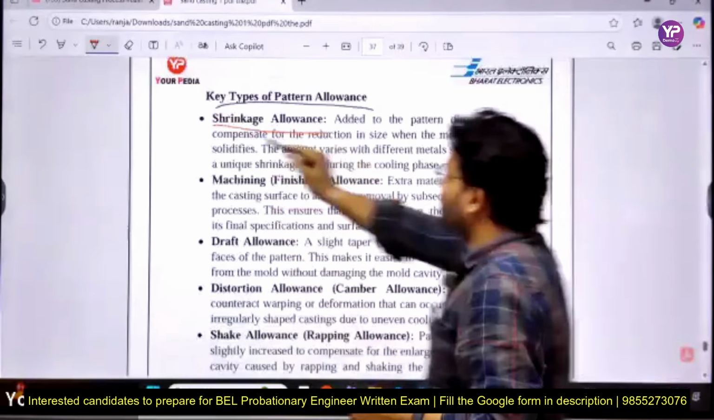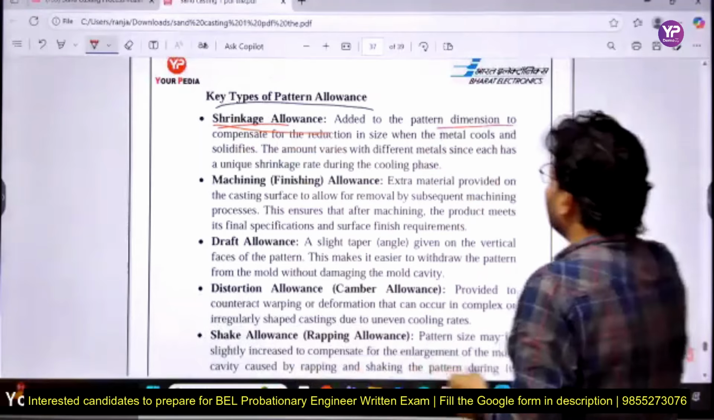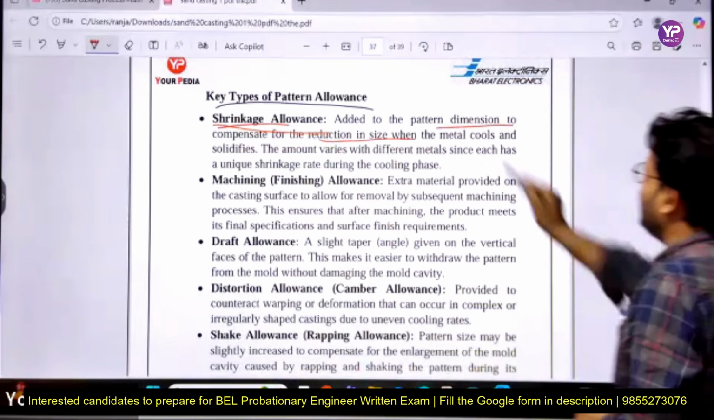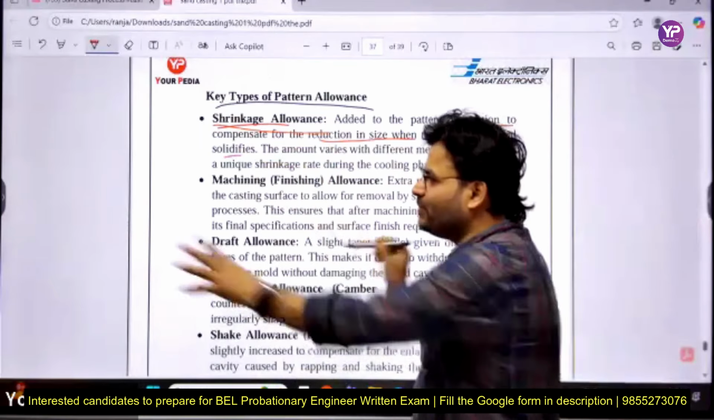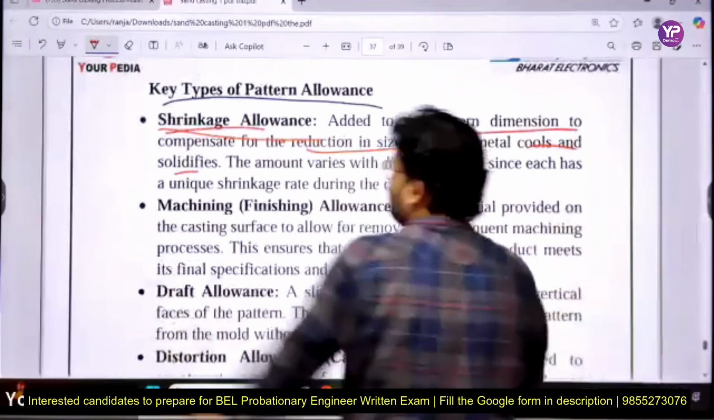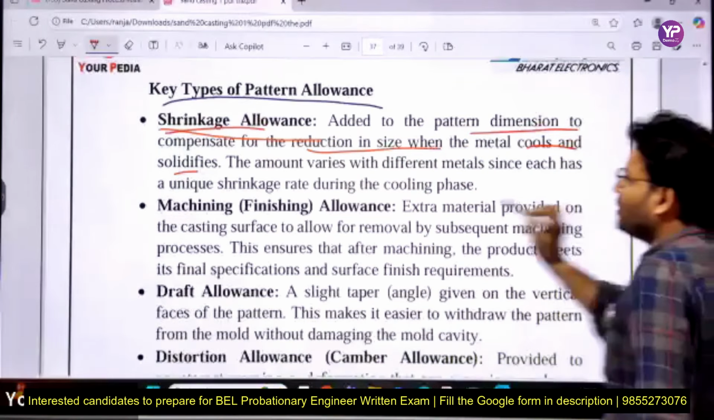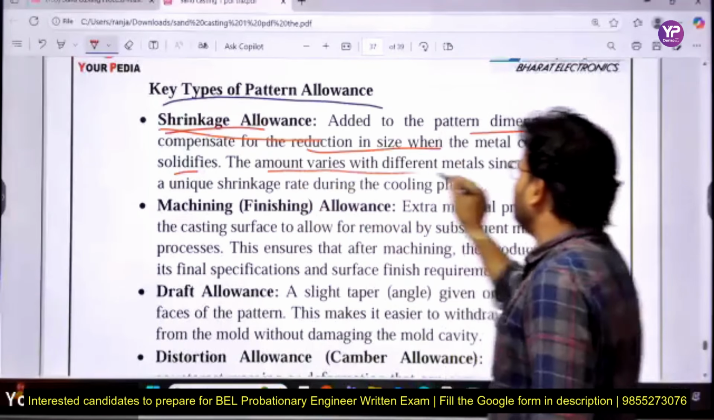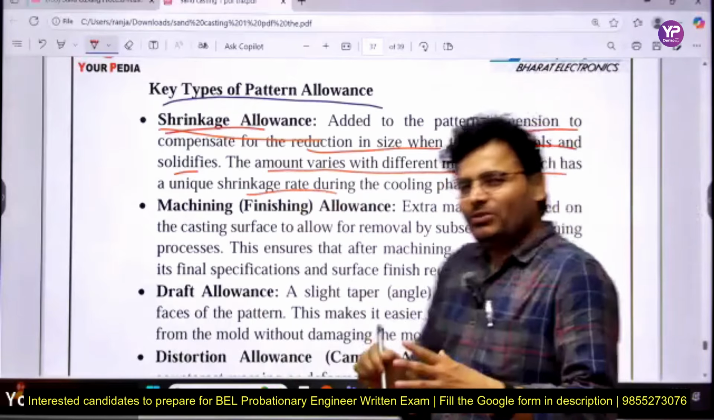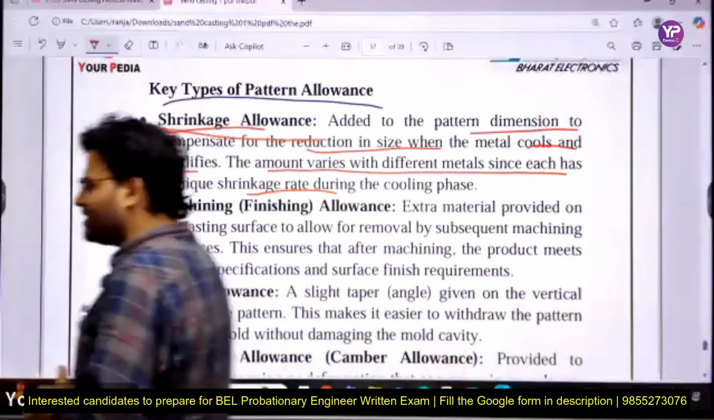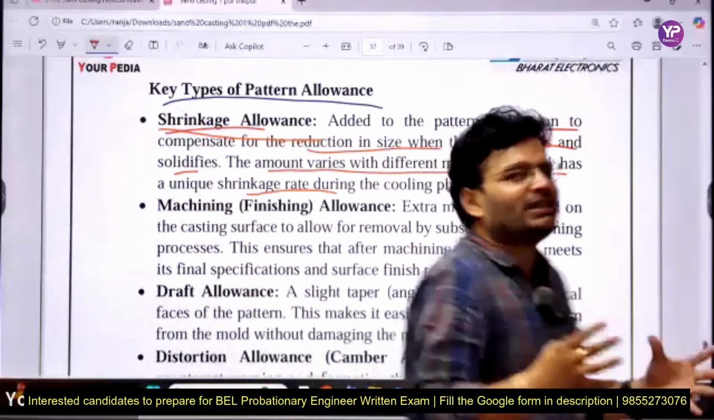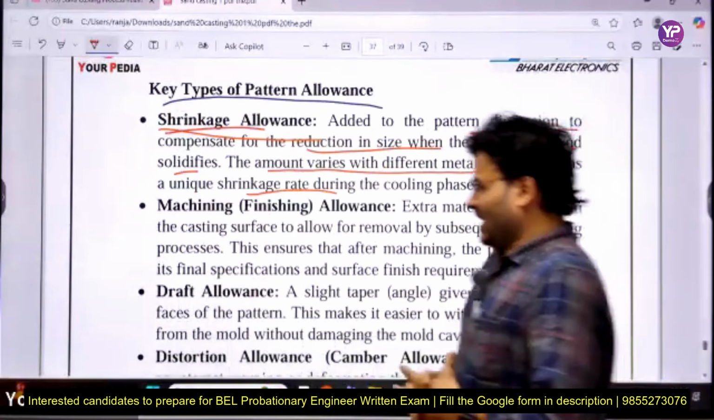Here we can say shrinkage allowance is added to the pattern dimension to compensate for the reduction in size when the metal cools and solidifies. Is it visible or should I zoom? Visible now? Right. When the molten metal cools and solidifies, the amount varies with different metals since each has a unique shrinkage rate. Means the rate at which it will shrink depends upon the different materials. The shrinkage rate will be different. So that was the first thing.